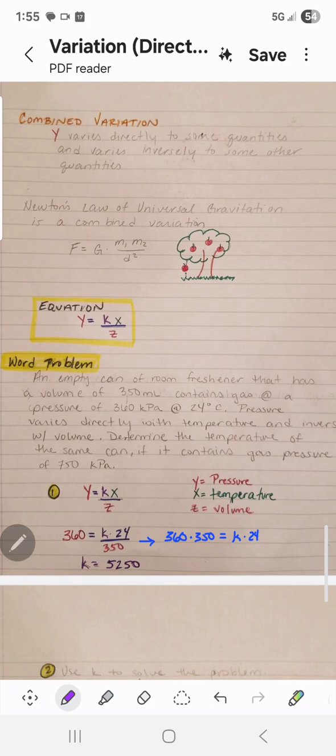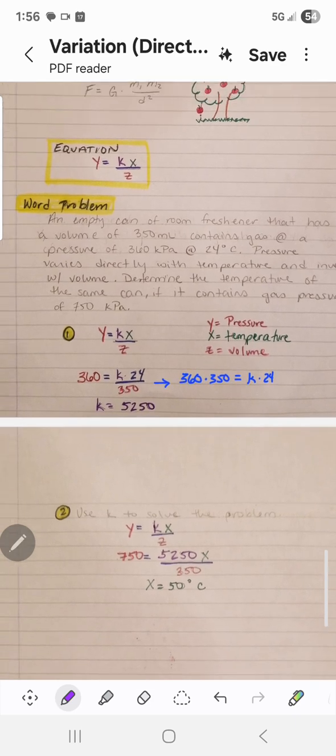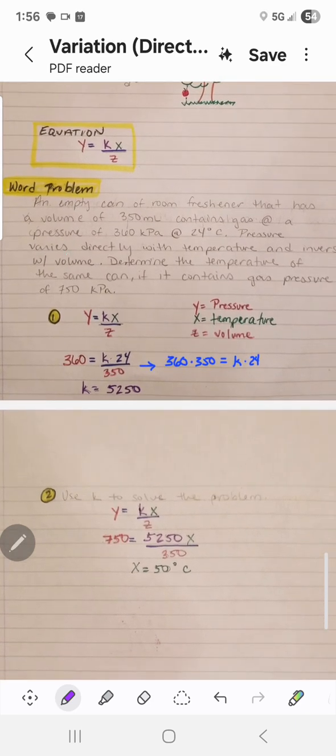Combined variation is a combination of direct and indirect. It says some quantities are going to be direct and some are going to be indirect. And so basically we're going to have some that are going to be multiplied and some that are going to be divided. And the nice part is that it's going to tell you which one is which, okay?